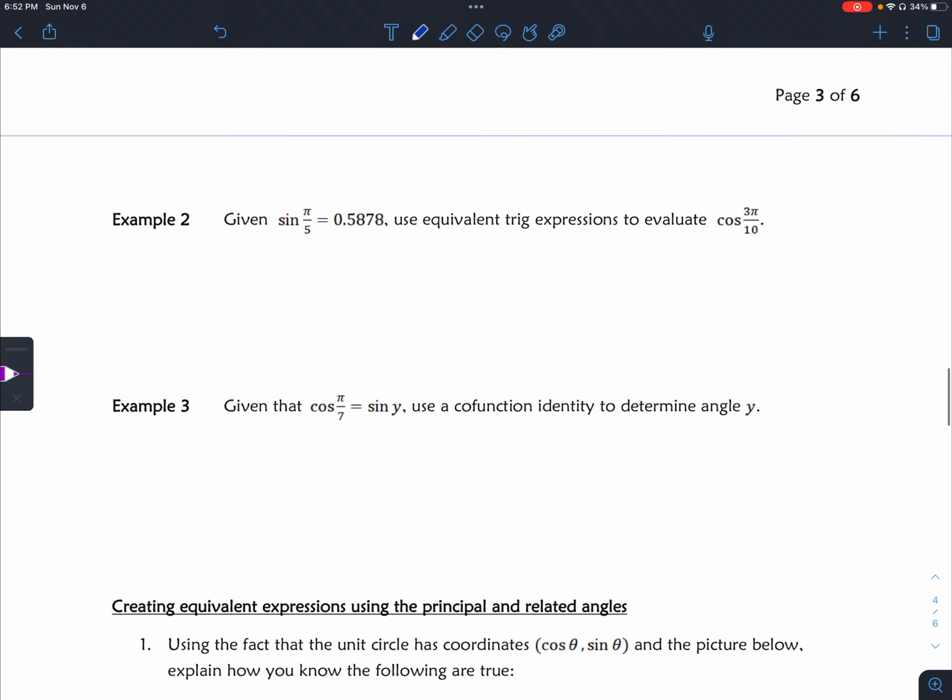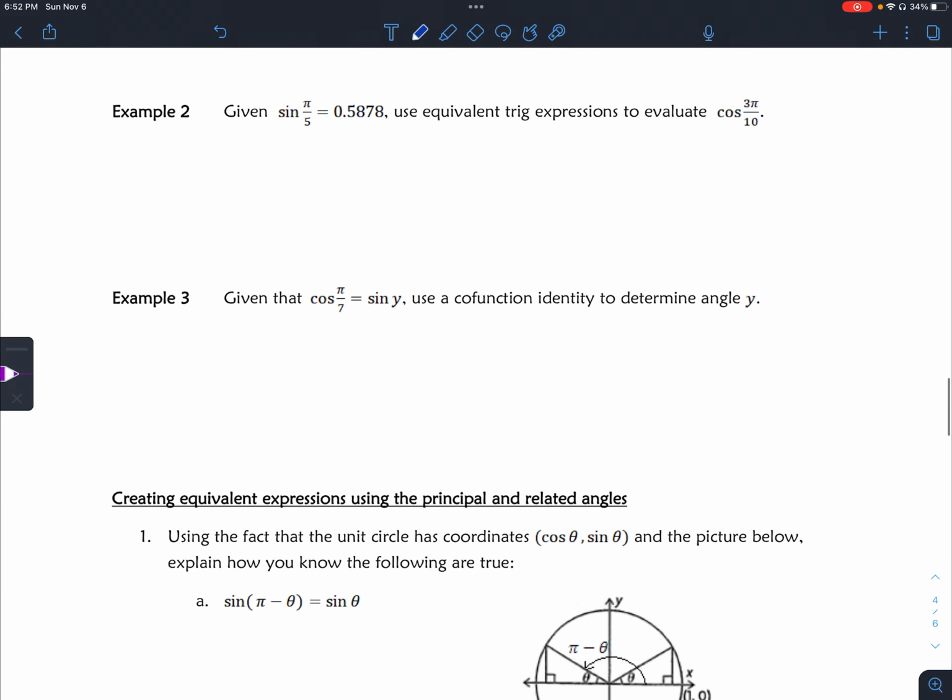Now looking at example 2. Given that sine of pi over 5 is equal to 0.5878, use equivalent trig expressions to evaluate cosine of 3 pi over 10. First you need to realize that 3 pi over 10 is in quadrant 1, right? Because it's less than 5 pi over 10, which is equivalent to pi over 2. So it is in quadrant 1, so we can just use our regular cofunction identities from that table.